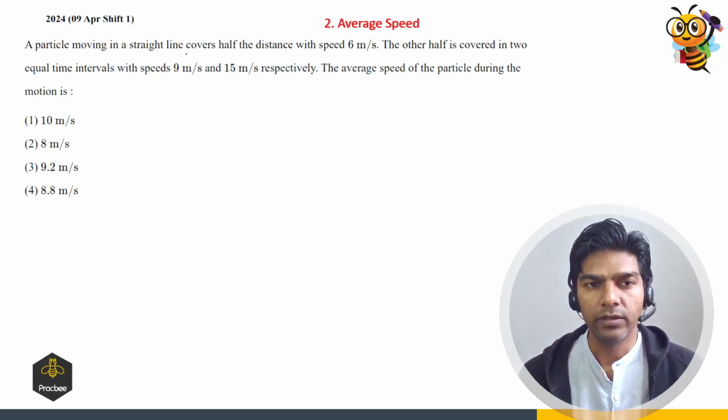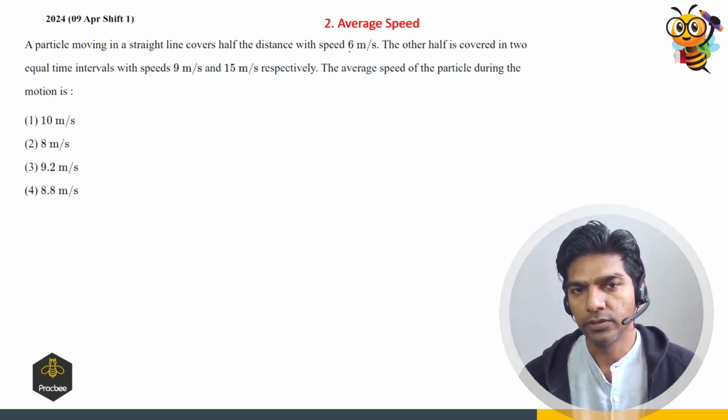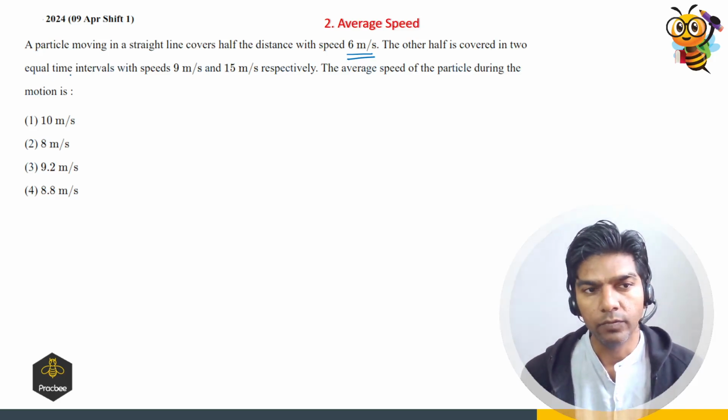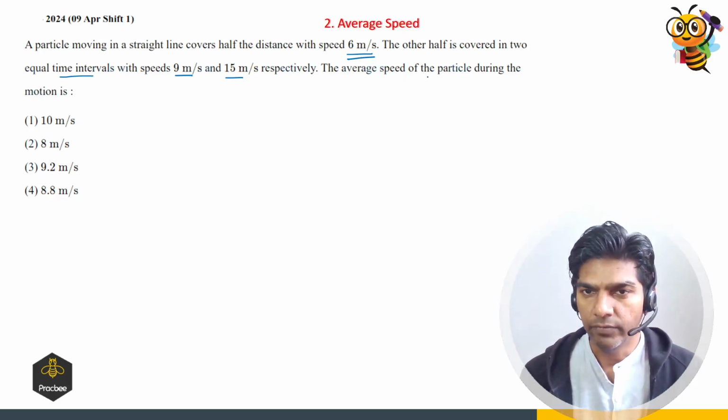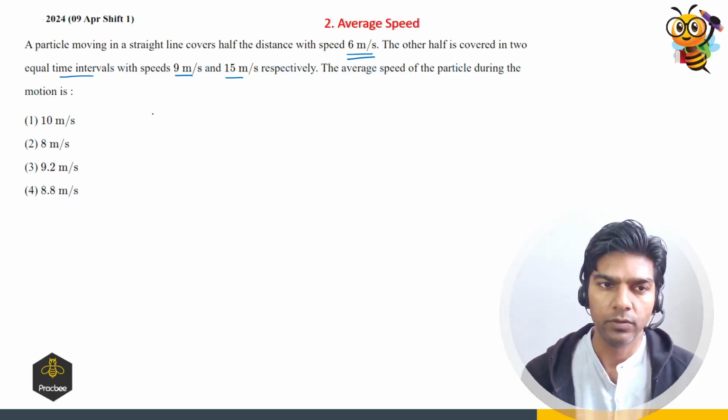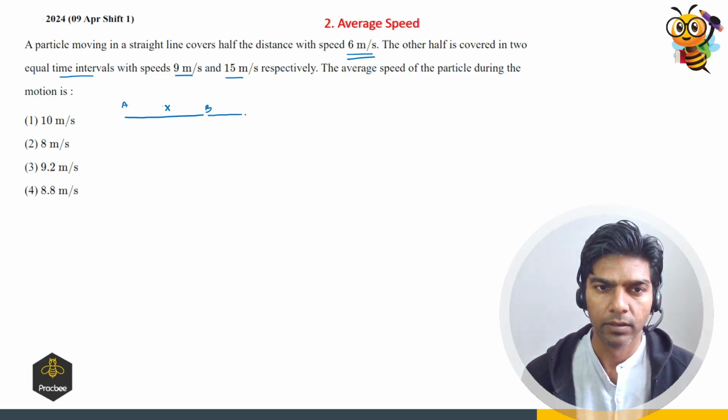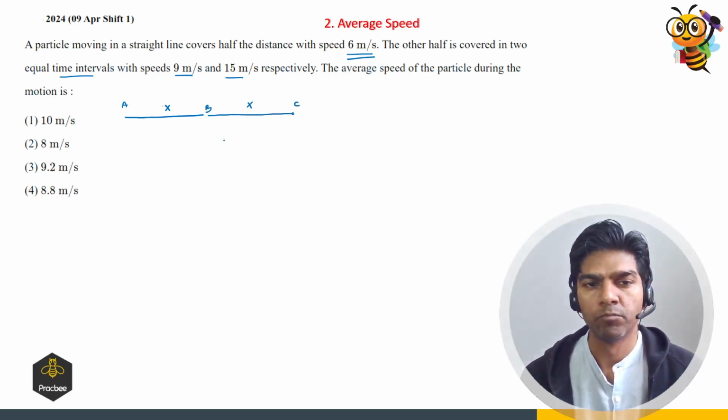A particle moving in a straight line covers half of the distance with the speed 6 meters per second, and the other half is covered in two equal time intervals with speeds 9 meters per second and 15 meters per second respectively. Find the average speed of the particle during the motion. Okay, let me first draw the diagram. Let this be A to B, which is x, and this is B to C, which is again x, right?